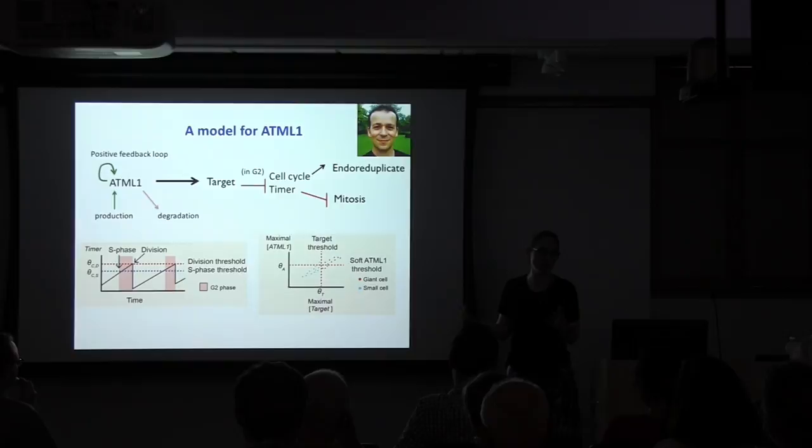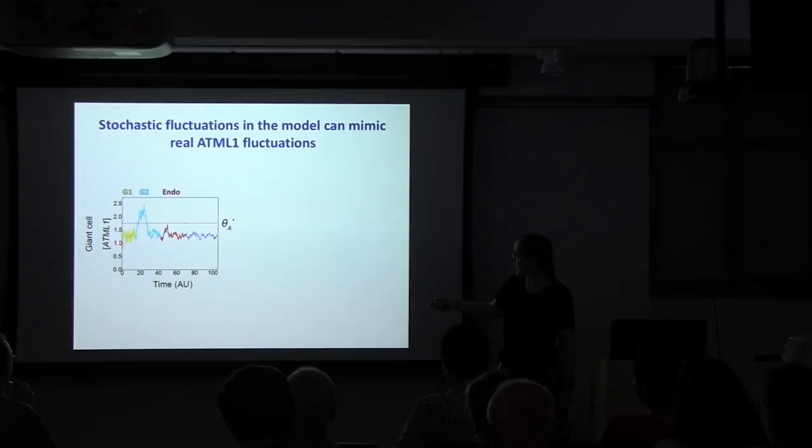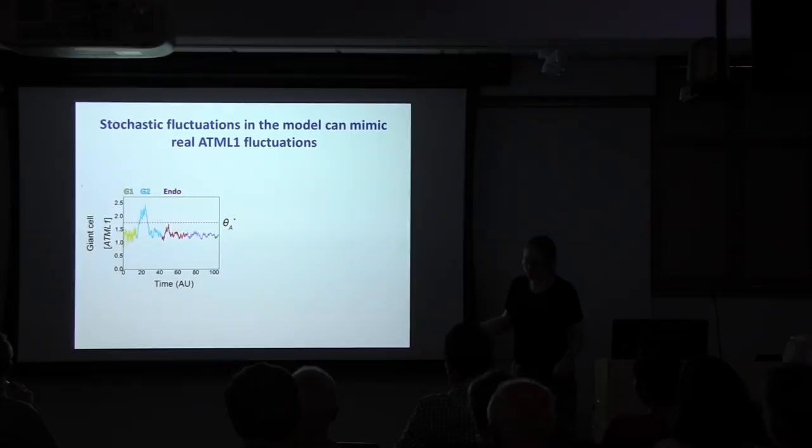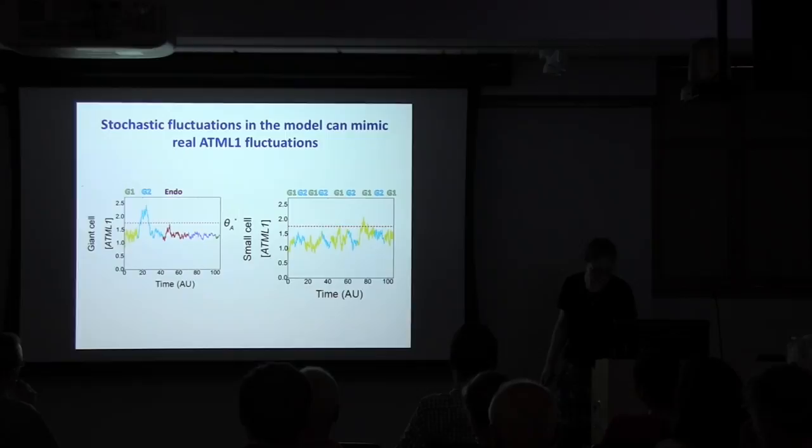Okay, so how does the model look? Well, it looks very much like the data. So we've got ATML1 concentrations fluctuating up and down. If they surpass a threshold in G2, then the cell goes on and endoreduplicates. Whereas if the cell does not pass the threshold in G2, it's going to keep dividing and dividing. And even if it passes the threshold in G1, it keeps dividing.